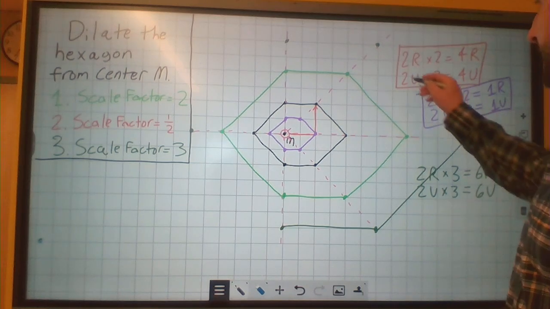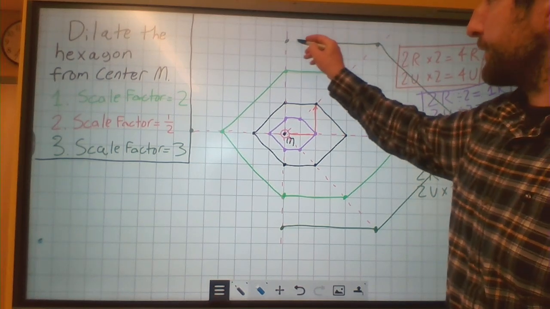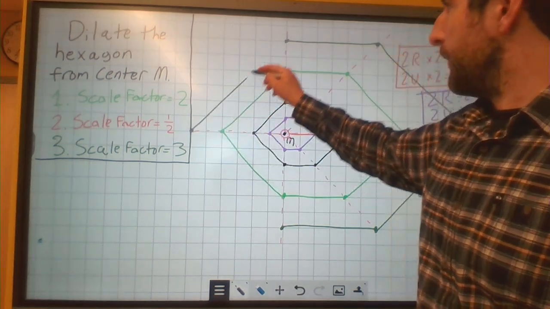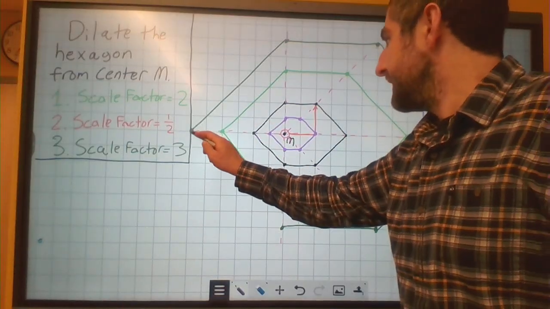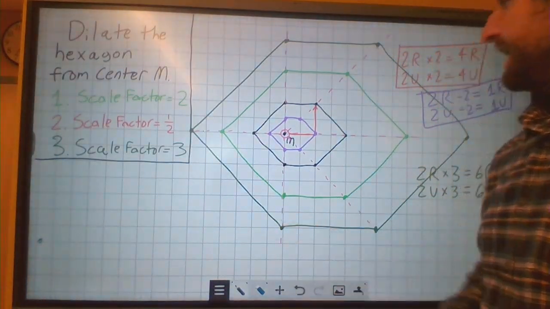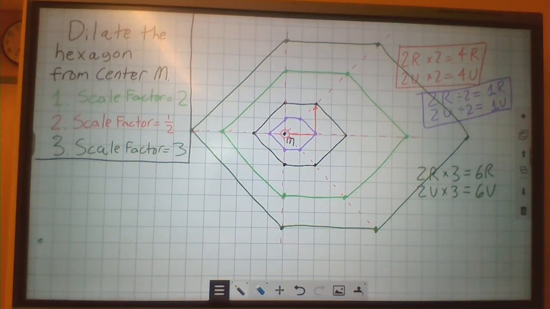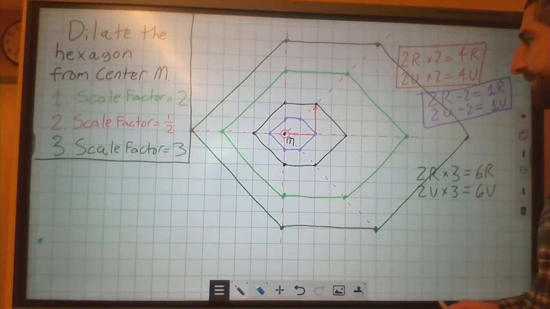And I'll draw my new hexagon right through my map because it's so gigantic. But that's okay. Kind of looks like a fun little spider web. Or a tunnel.